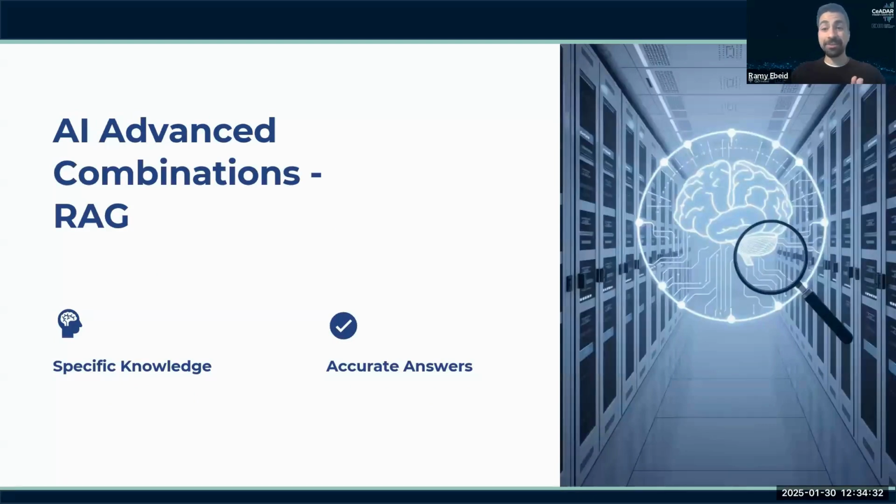Okay, another very important thing here is the advanced combinations. One of the very important combinations here is RAG, or what we call retrieval augmented generation. Sorry about that. This approach enables AI systems to access specific business knowledge, turning them into domain experts that can accurately answer queries, generate specialized reports, or even provide detailed product support.